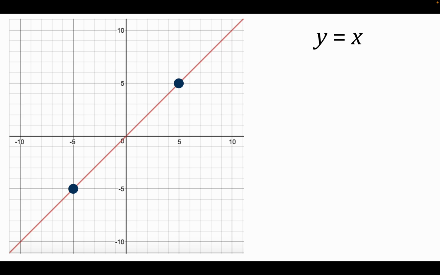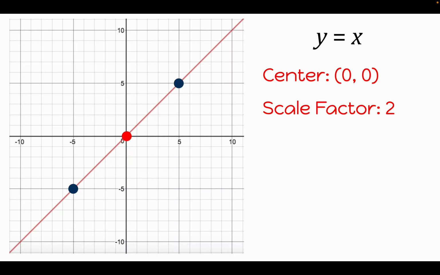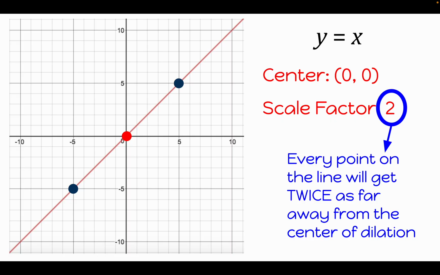So let's say we have the line y equals x. And dilation graphically happens around the center. So here the center is the origin. And we're going to dilate by a scale factor of 2. So what does that mean? Write this down in blue in your notes. Every point in the line will get twice as far away from the center of dilation.